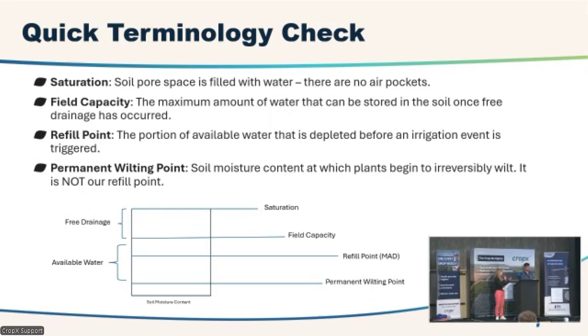I know Jason touched on this yesterday in our Soil 201, but I just want to remind you guys again, because I've heard it a couple times: the refill point is not ever going to be your permanent wilting point. I hope we never get there. We use the software to avoid getting there. But this diagram is essentially a summary of what that would look like on the graph. Anything to add, really? Okay.